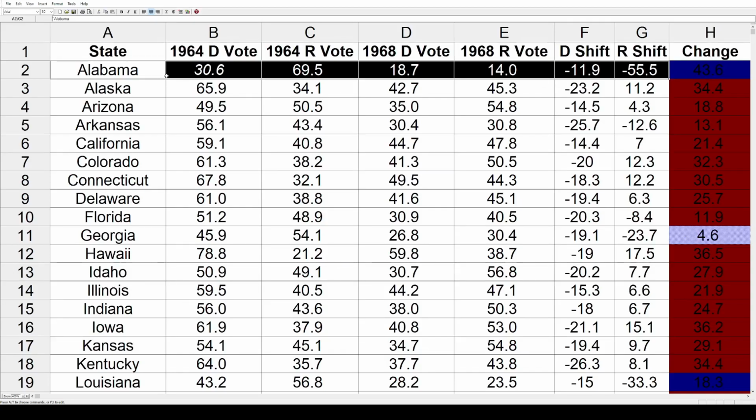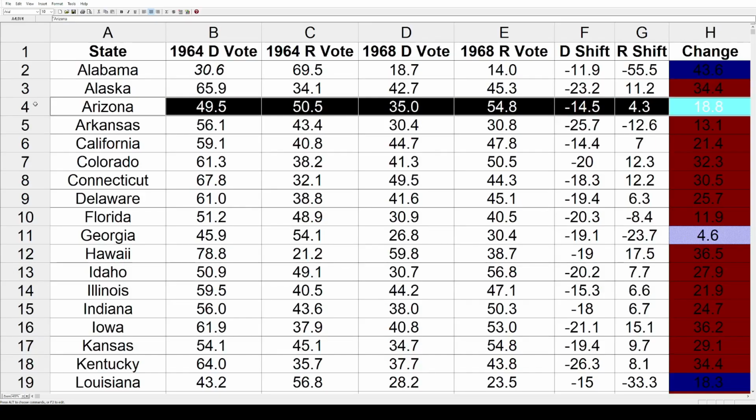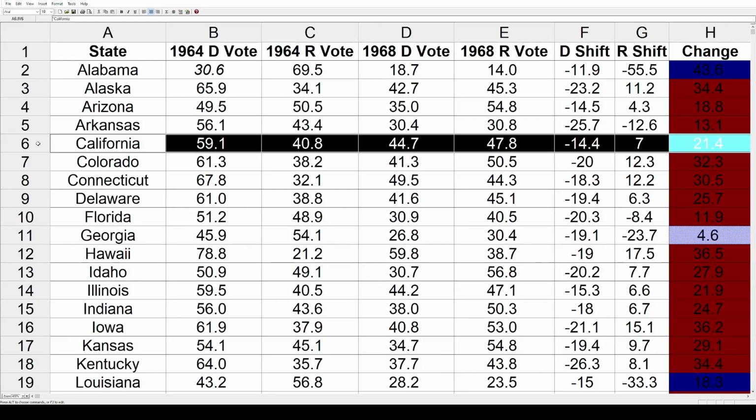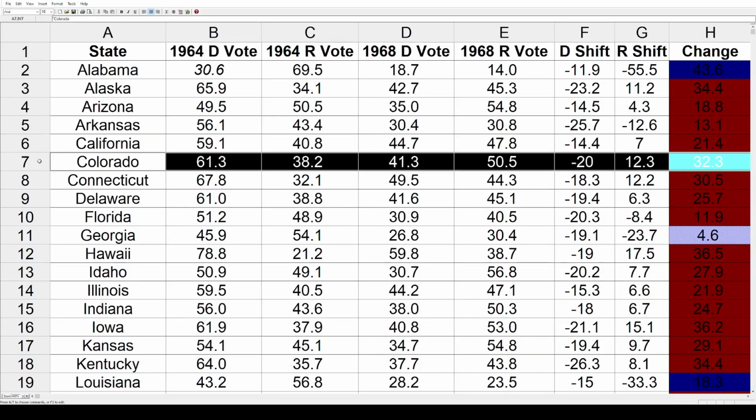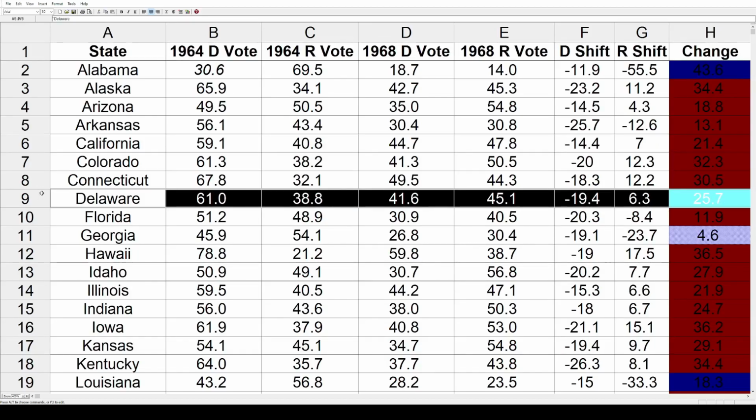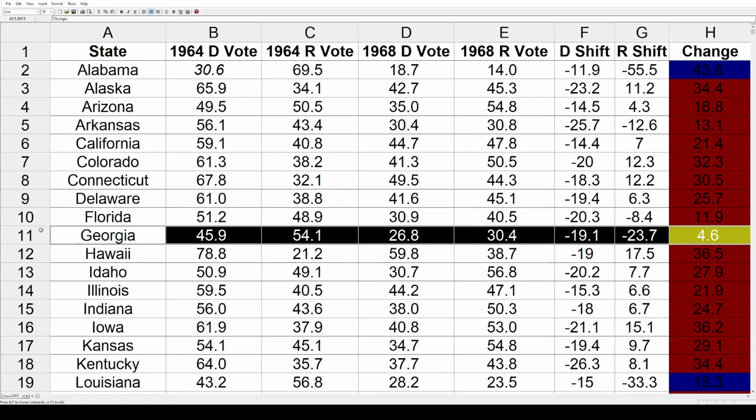So now we know how this works. Let's quickly go through the rest of these states, and most of these did shift toward the Republicans unless otherwise noted. So next up in Alaska, that moved toward the right by 34.4%, Arizona as well by 18.8%, Arkansas by 13.1%, California by 21.4%, Colorado 32.3%, Connecticut 30.5%, Delaware 25.7%, and Florida 11.9%. Georgia went in the other direction. That went toward the Democrats by 4.6%.